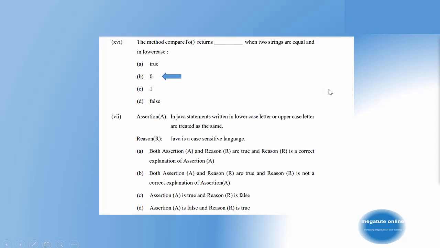Now, this kind of question has been introduced this year only: assertion and reasoning. You have to look at the assertion and the reasoning, and tell whether both are true, both are false, or whether the reasoning is correct for the assertion. Let's see that. The assertion: in Java, statements written in lowercase letters or uppercase letters are treated as the same. The reason says Java is a case-sensitive language. When we talk about a case-sensitive language, that means capitals and smalls have to be different. So the reason is correct, but the assertion is not true. So the option which is suitable for this is the last one.